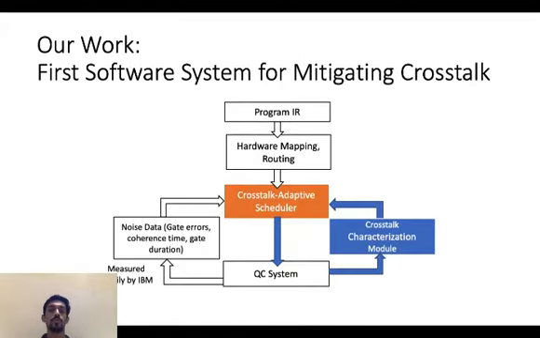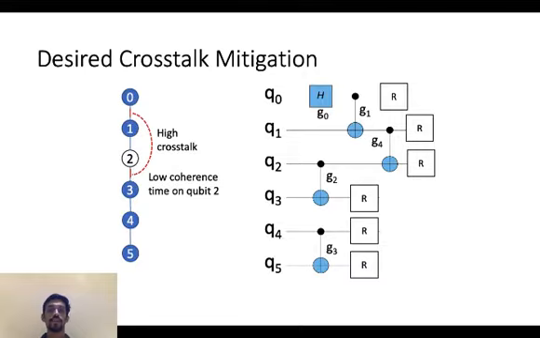So let's talk about the instruction scheduling now. Consider an example 6-qubit system shown here with high crosstalk on the gate between qubit 0 and 1 and the gate between qubit 2 and 3. And let's consider a case where qubit 2 has low coherence time. So what does this mean?